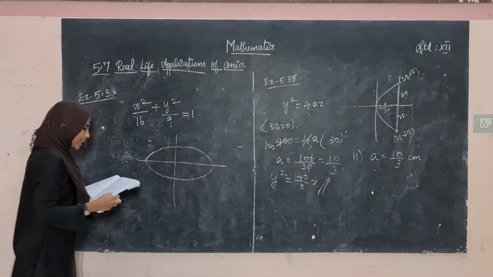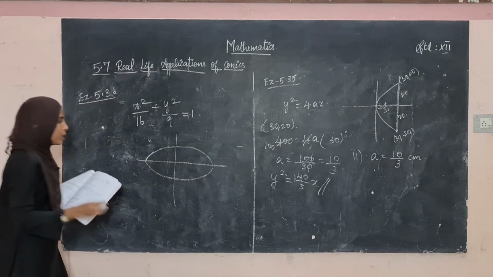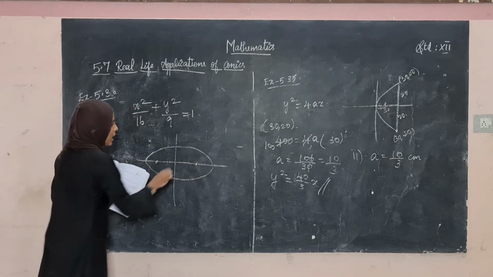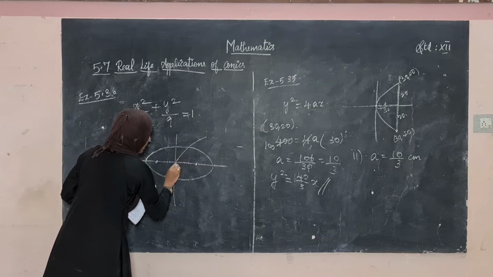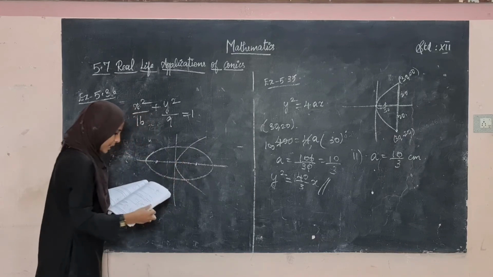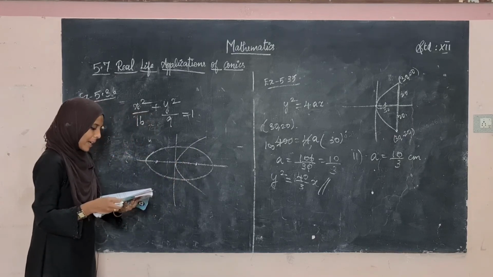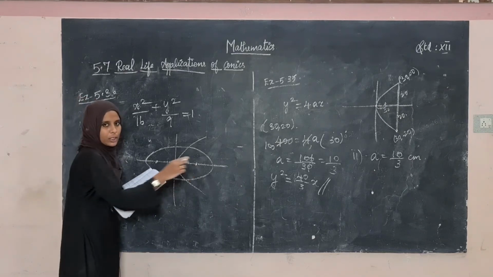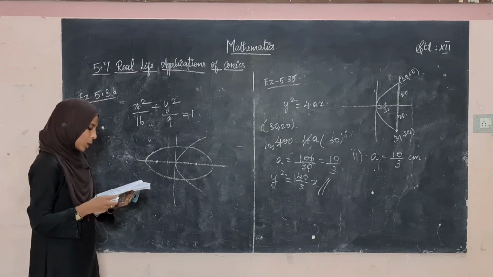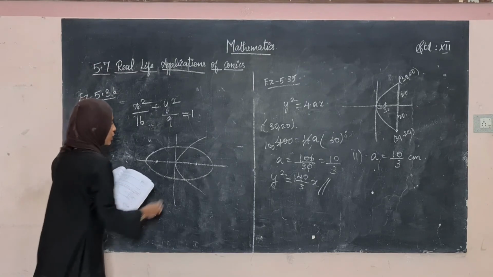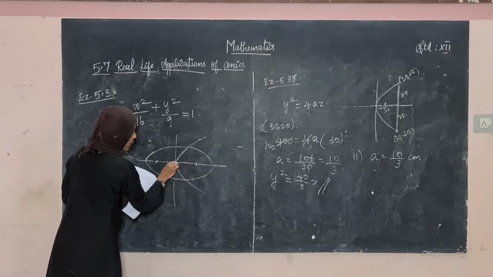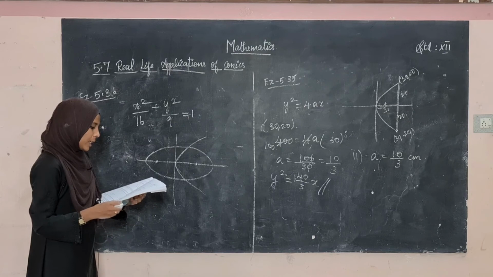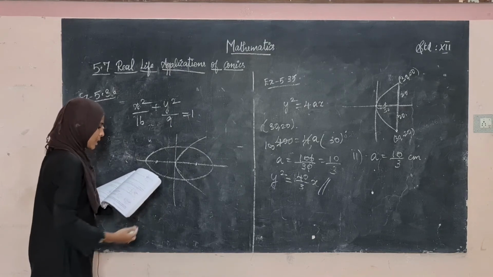They have given that the parabolic part of the system has a focus in common. So if this is the focus for this ellipse, there is a parabola having a focus in common. It may be like this or like this, but they have given that the parabola shares the right focus with the ellipse. The vertex of the parabola is at the origin, and the origin of the ellipse is here, so they are both the same. The vertex is at the origin and the parabola opens to the right. Determine the equation of the parabola.